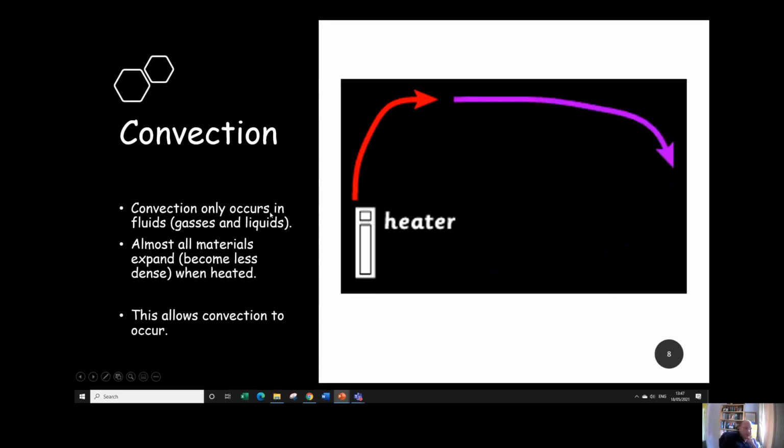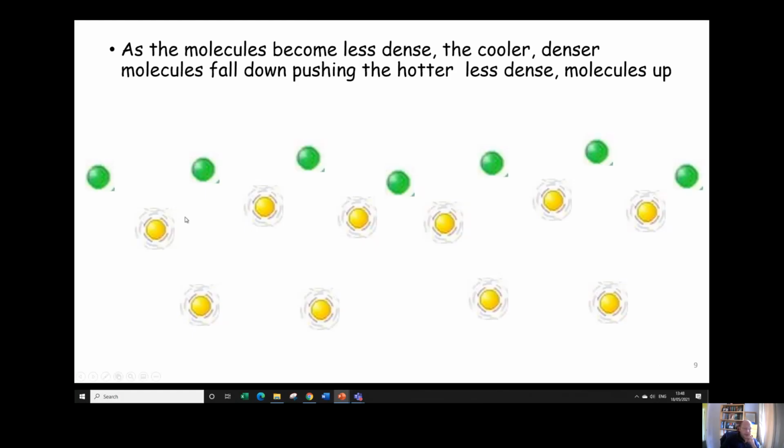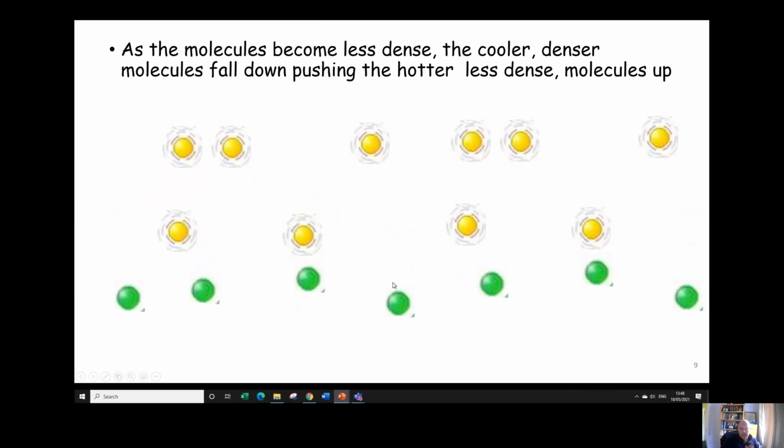Convection now. Convection will only happen in fluids, for example, gases and liquids. Essentially what happens is, as these materials are heated, the molecules become less dense, they expand, just like anything does when it's heated. Generally speaking, things will expand when they're heated. And this is the key to what allows convection to happen. As these molecules are heated, they become less dense, so the cooler molecules fall down in between them, pushing up the hotter, less dense molecules, which is part of the reason why we say heat rises, but it'd probably be a little bit more accurate to say that cold falls. But that, in a nutshell, is how convection happens.